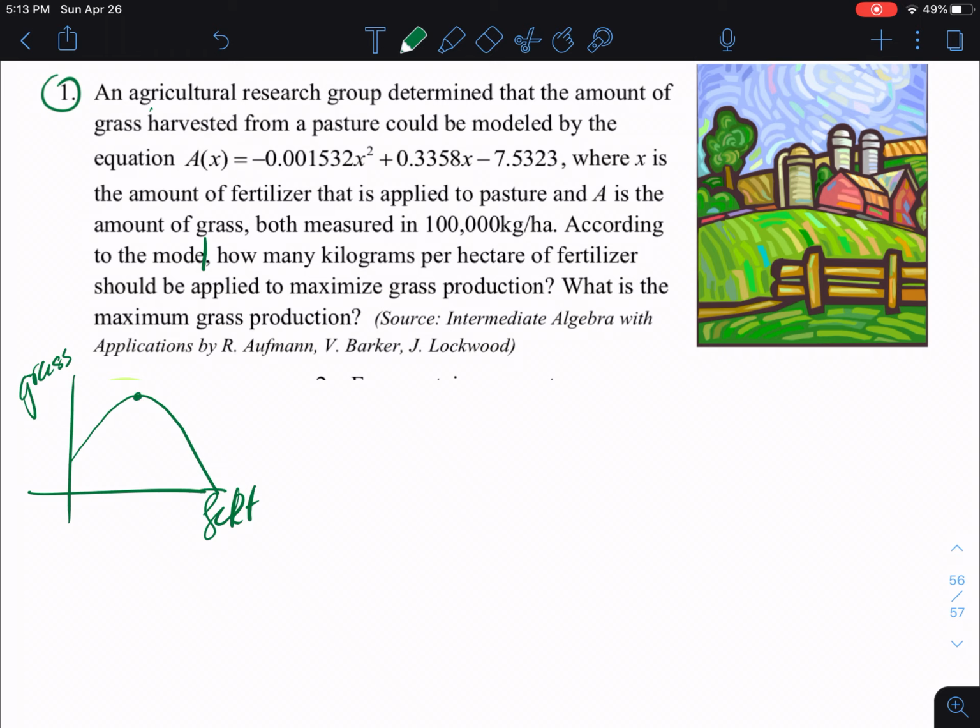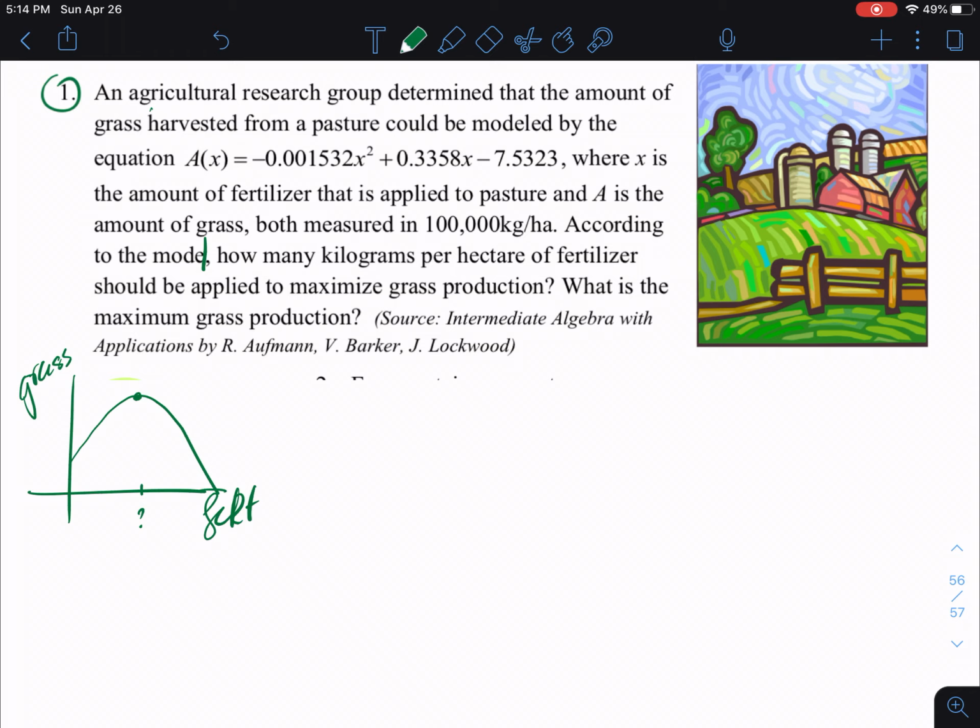Okay. And what the question is asking is how many kilograms per hectare of fertilizer should be applied to maximize the grass production? So we're asked for this. All right, so let's see what we can figure out with this. There are a lot of tools that we have. We have factoring, we have completing the square, we have shifts, we have a lot of different strategies that we can use. So let's see what we can figure out here.